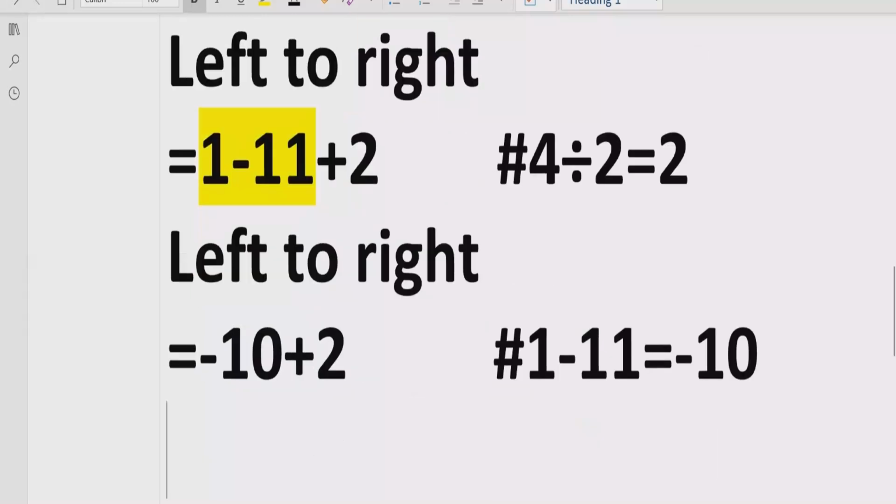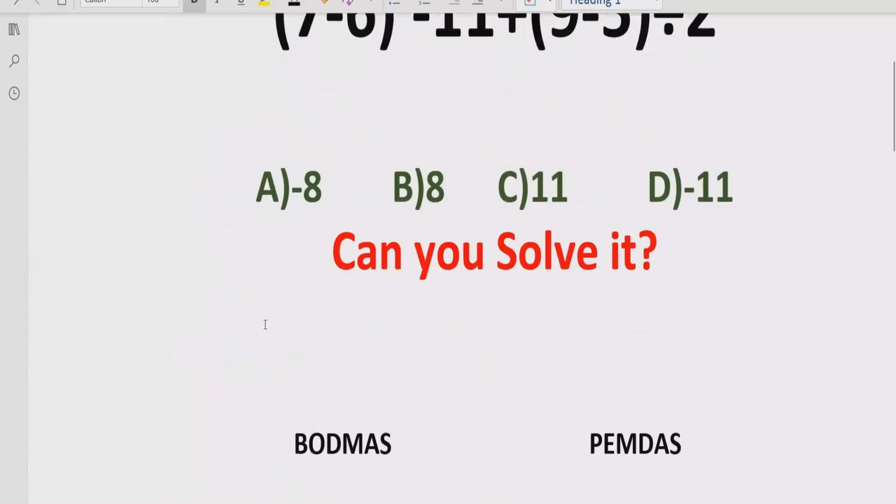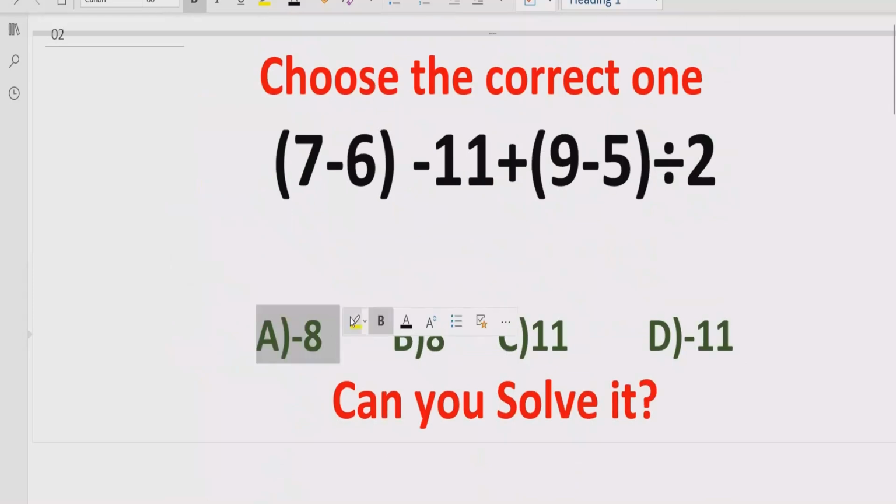Now move forward. We have two terms which are subtracting each other. So we will subtract both of them and get the answer 8. But not 8, it becomes minus 8. Why? Because we have minus sign with the larger number. That's why it becomes minus 8. So if you see the answer list, answer A is the correct answer of this expression. So this is the solution of this expression.